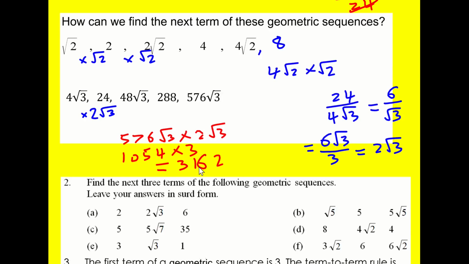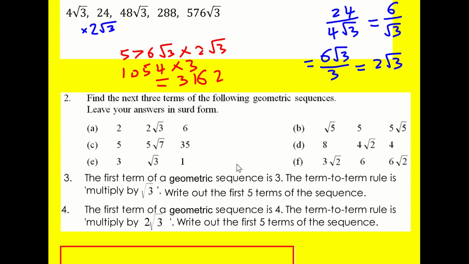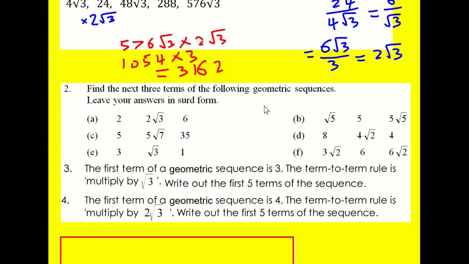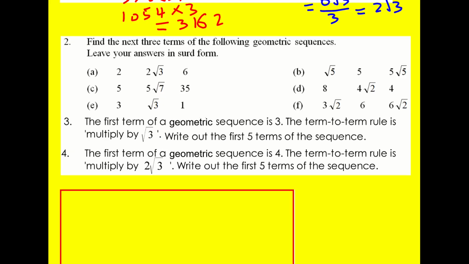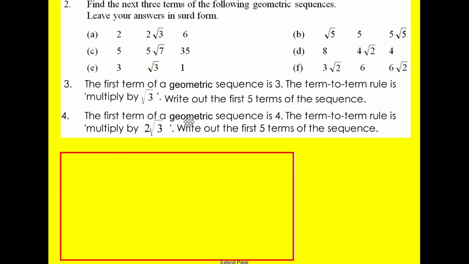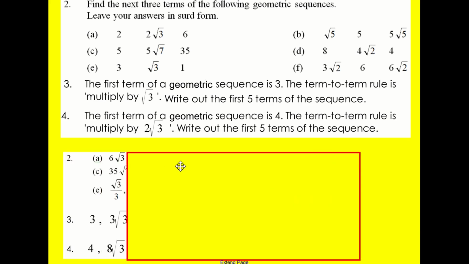All right. Given that, can you try these questions out? Involving surds, can you find the next 3 terms of the following geometric sequences? Leave your answers in surd form. Right, hopefully you paused the video and you've given this a go. I'll show you the answers.